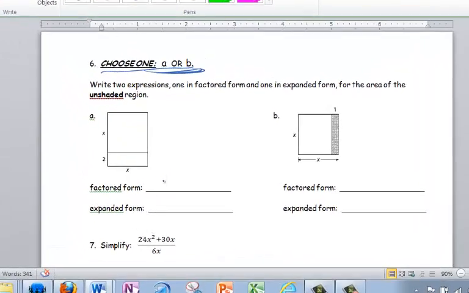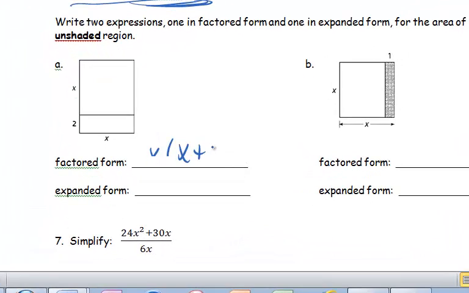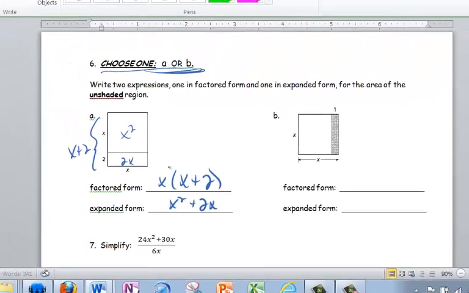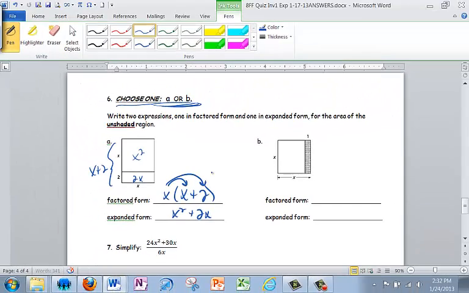So factored form for this one would be x times x plus 2, because this would be x plus 2. Expanded form would be x squared, because that would be this square. And this rectangle would be 2x, so it's x squared plus 2x. Or if you think about it as distribution, you could see it right here, x squared plus 2x. So either way that you think about it is fine.